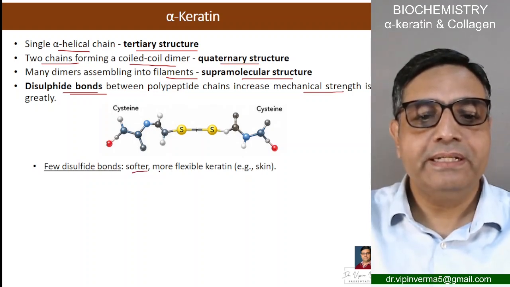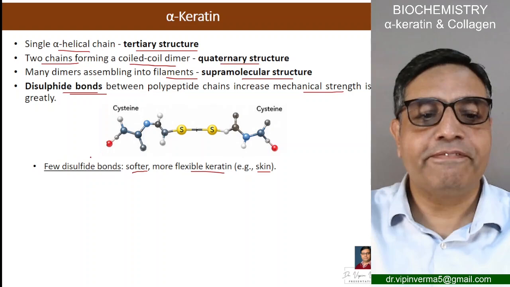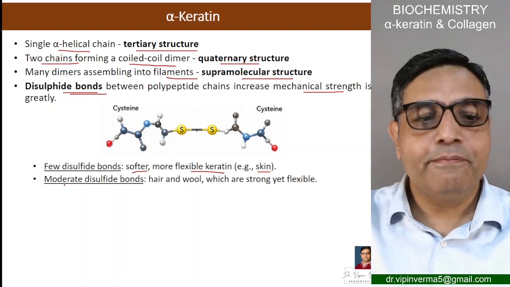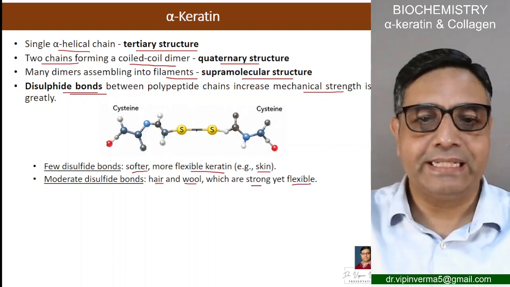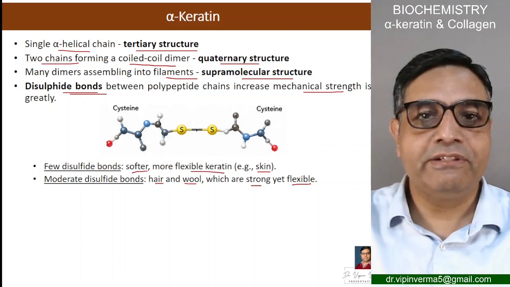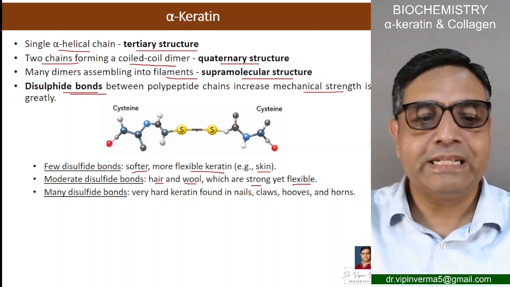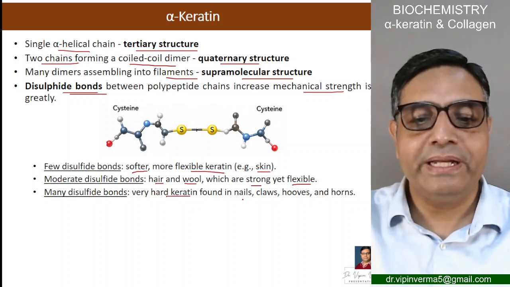When in alpha keratin there are few disulfide bonds, those keratins are softer and more flexible. For example, in skin we see very few disulfide bonds, making our skin flexible and softer. But when moderate disulfide bonds are present, for example in hair and wool, that makes them strong but still flexible, with increased mechanical strength. But in some cases there are so many disulfide bonds, and these contribute to very hard keratins, found in nails, claws, hooves and horns.